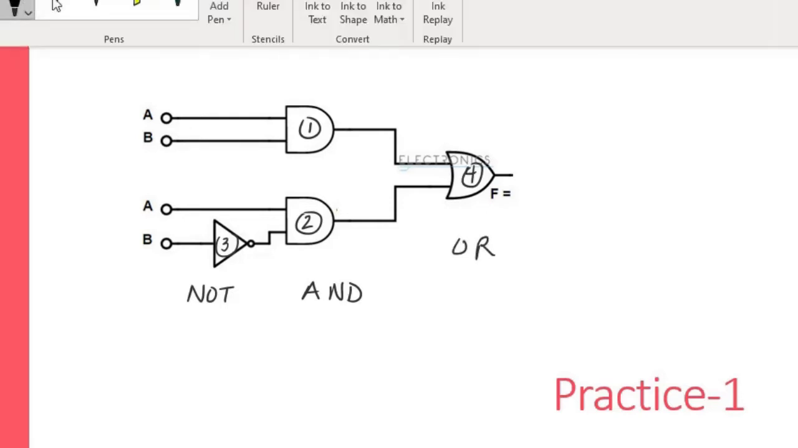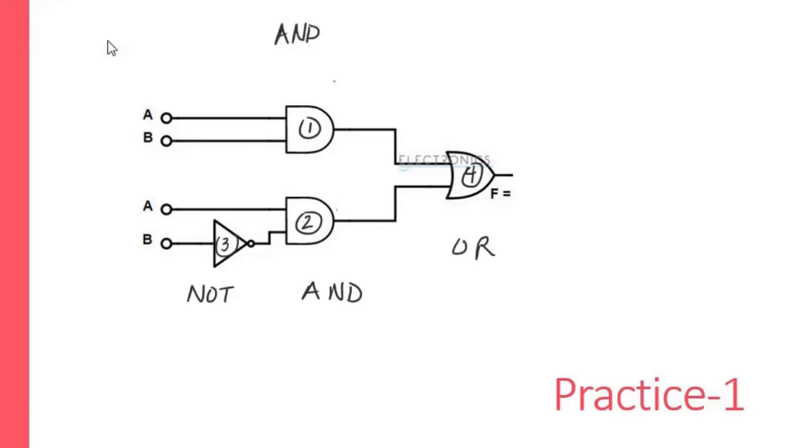Let's look at the input for each one. Gate number 1, the AND gate, has inputs A and B. So we have A and B, signified by a dot in between or simply writing them next to each other to indicate that they're running through an AND gate. We can think of this as multiplication. For the NOT gate, we only have an input of B, so out pops not B.